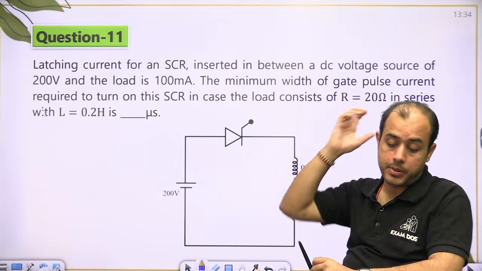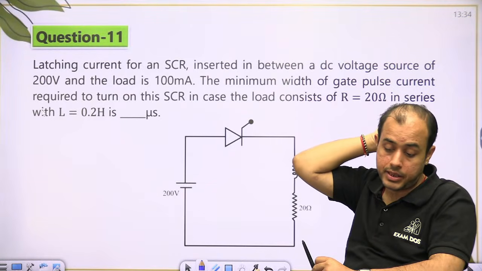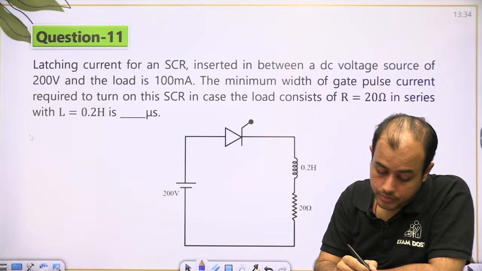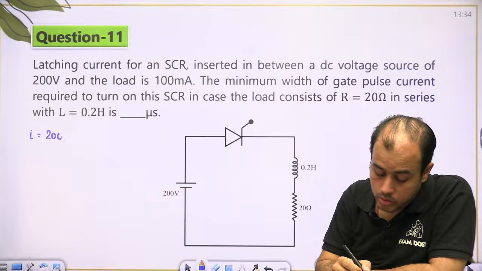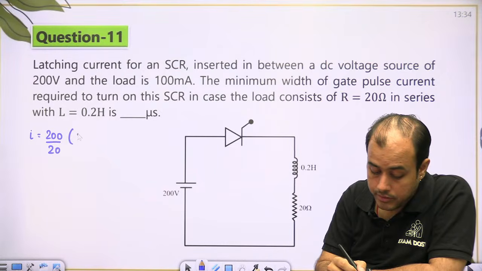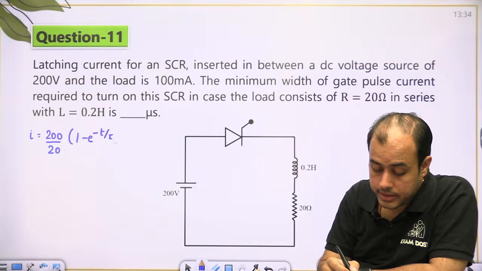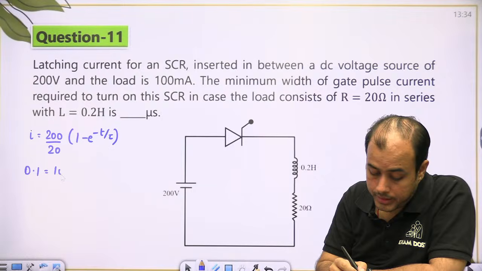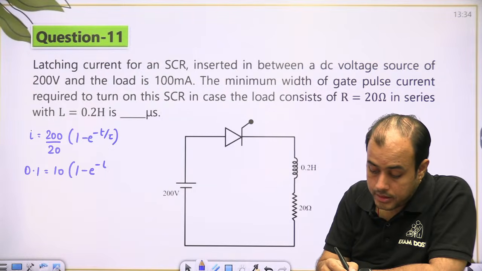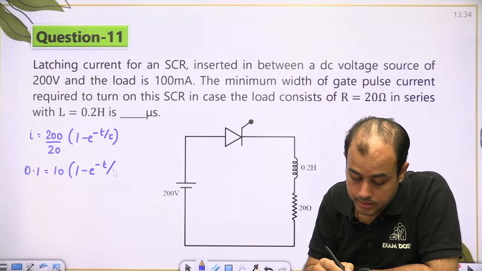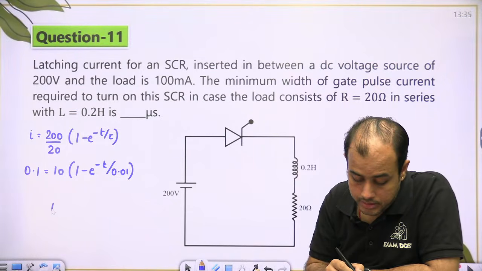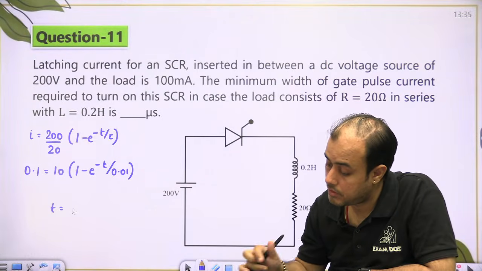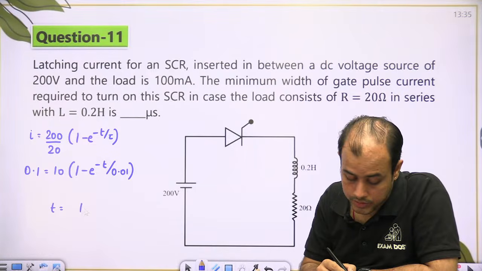Latching current for SCR between DC source and the load is 100 milliampere. Minimum width we have to find. So current is 200 by 20, 1 minus e to the power minus t by tau. Now the latching current is 100 milliampere. Tau is L by R, 0.01. So what is T? 100 microsecond.